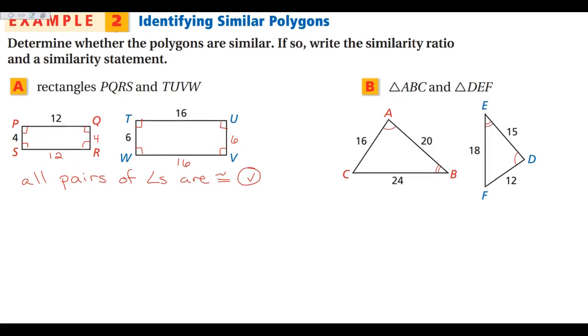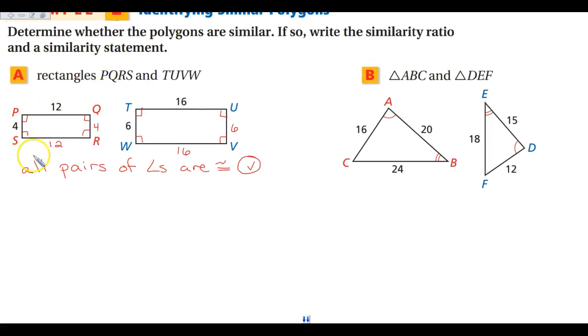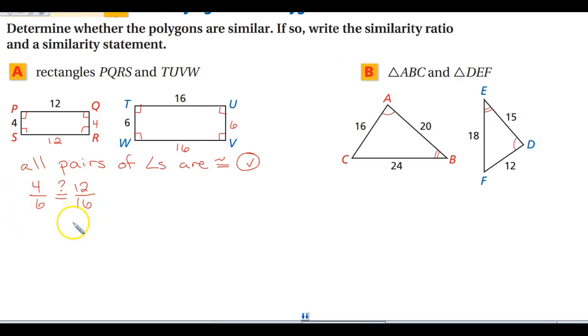The next thing that we want to do is determine whether or not the sides are proportional. Because opposite sides are congruent here, I only have to do two pairs of sides. So I'm going to do 4, which is PS. The side that corresponds with PS is going to be TW over here. So it'll be 4 over 6. And I want to know whether or not that equals my longer sides, which is going to be 12 for my smaller figure and 16 for my larger figure. Again, notice that I did smaller figure on top, larger figure on the bottom.